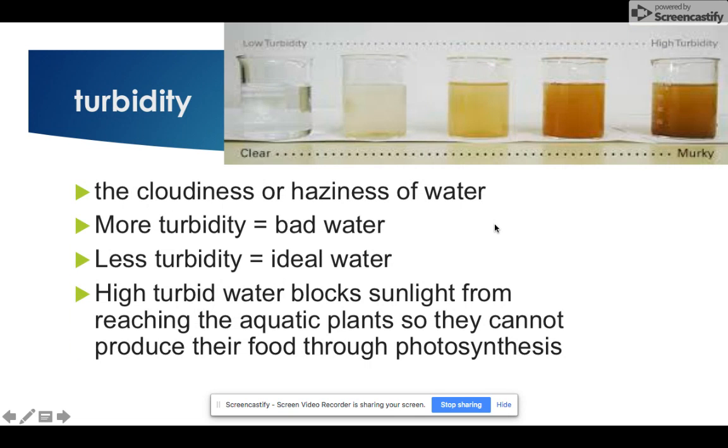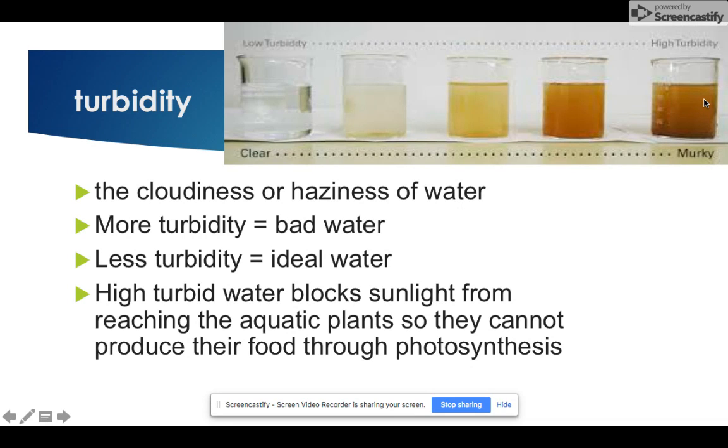That's ideal. Now, turbidity is always one of my favorite words. Turbidity, I always think it kind of reminds me of the word turd, because the more turds the water has in it, the less you want to drink it. Okay, that's common sense. We all want to drink clear water. We don't want to drink water with turds in it.